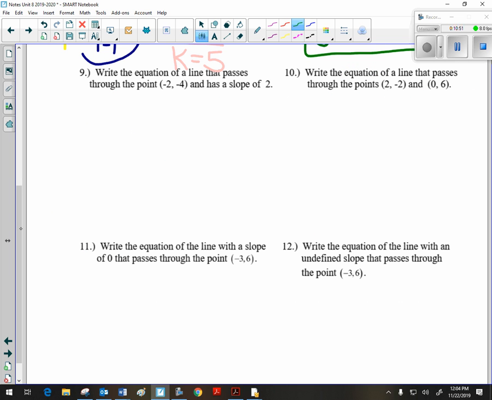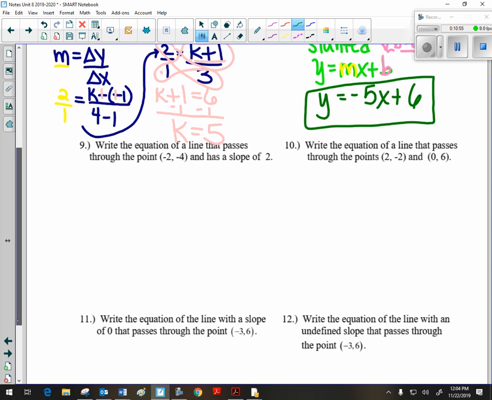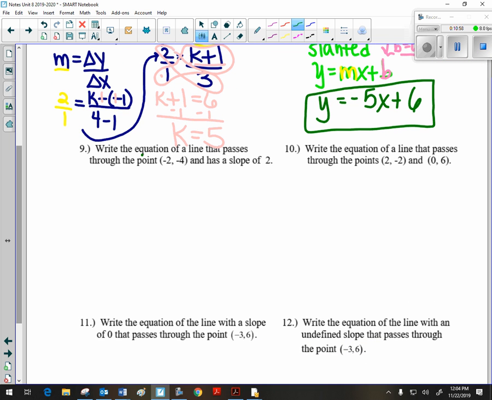In question number 9, we're asked to write the equation of a line again. I can't start writing the equation until I determine the slope. The slope here is 2. Because the slope is 2, that tells me that this will be a slanted line, which means that its equation should be y equals mx plus b.